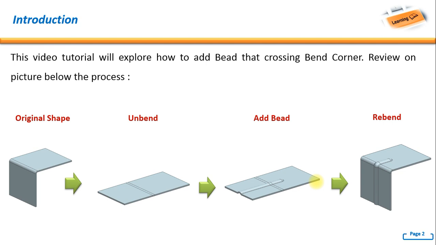In this video tutorial, we will explore how to add a bead crossing a bend corner. Now if you look at the picture below, the process is: first we have the original shape in here. It has a bend corner in here. Next we do an unbend to make it flat again, and then we add a bead in here, and finally we do a rebend, so it becomes the original shape with the bead in here.